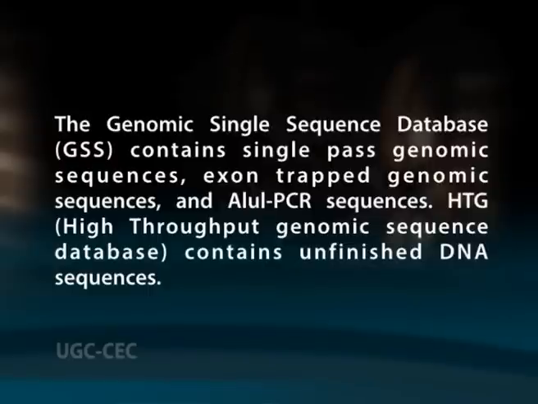The Genomic Single Sequence Database, or GSS, contains single pass genomic sequences, exon trapped genomic sequences and Alu PCR sequences. HTG, or High Throughput Genomic Sequence Database, contains unfinished DNA sequences.